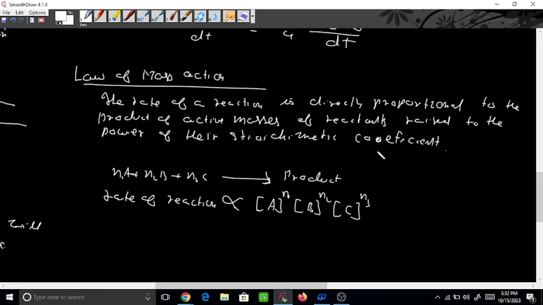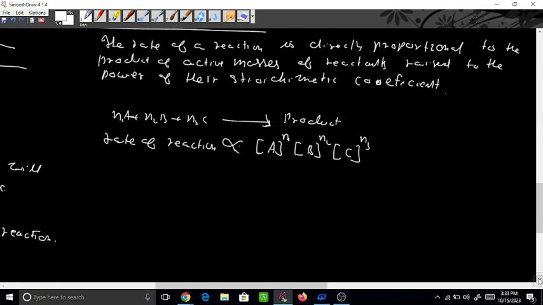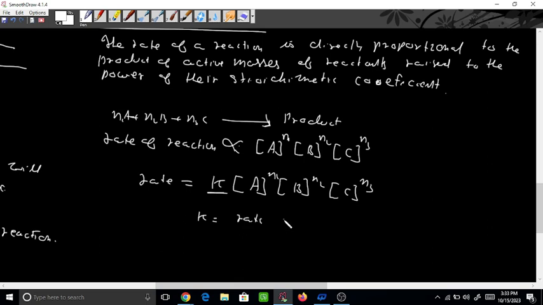So this is the law of mass action, and here it is directly proportional. If we remove the proportionality sign, then we have to write one constant k, so rate is equal to k times concentration of A to the power n1, concentration of B to the power n2, and concentration of C to the power n3. This k is called the characteristic constant, and that is called the rate constant. So this is how we have derived the term rate constant from the law of mass action.